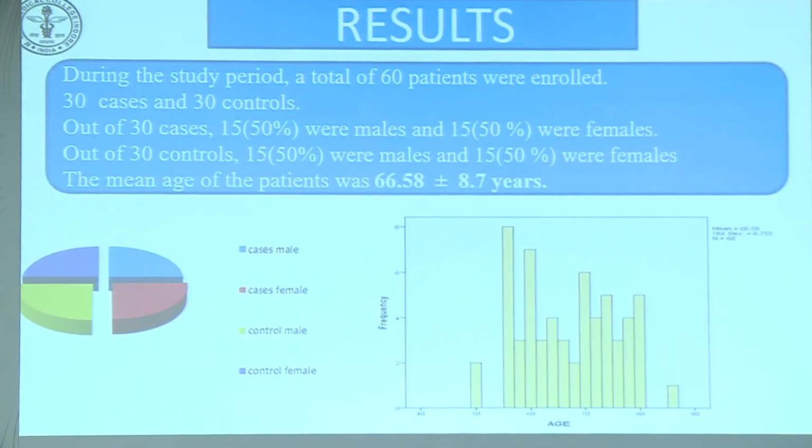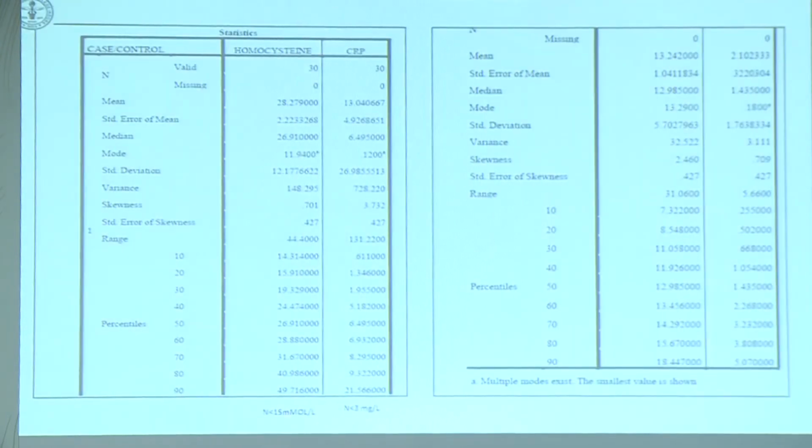Results: during the study, a total of 60 patients were enrolled, 30 cases, 30 controls. Out of the 30 cases, 15 were males, 15 females, and out of the 30 controls, again 15 males, 15 females. The mean age of the patients was 66.5 plus minus 8. The normal homocysteine level is less than 15 micromoles per liter. What we found was that the mean in cases of homocysteine was 28, and the CRP, which in normal is less than 3, we found a mean of 13. In controls, the homocysteine we found 13.2, and C-reactive protein 2.1.